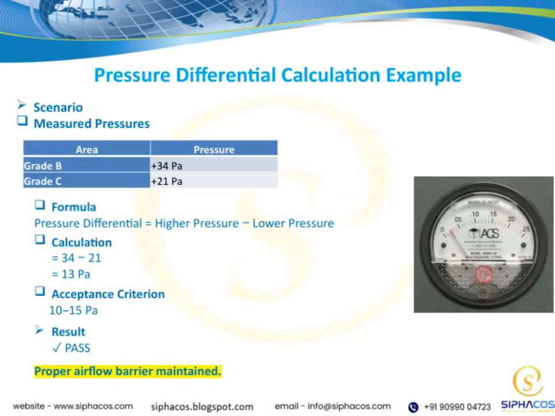Let's break down how we calculate the pressure differential. It's simply the higher pressure minus the lower pressure. In this example, that's 34 minus 21, which gives us 13 pascals. Our acceptance range is between 10 and 15 pascals, so with a result of 13, we pass. This means the airflow barrier is working properly, maintaining the right pressure difference between grade B and grade C areas.